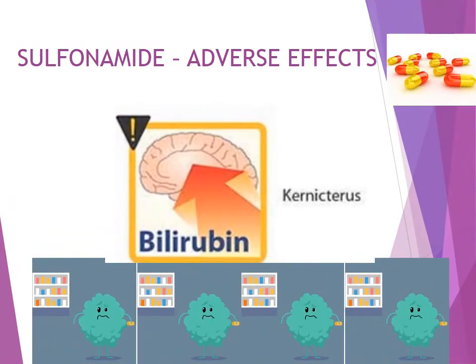Next, we have kernicterus. So itong kernicterus, nangyayari siya common sa mga baby. Kasi yung blood-brain barrier ng baby ay hindi pa masyadong fully developed. So nakakapag-pass through dun sa blood-brain barrier ng baby yung ating bilirubin. Your bilirubin is an orange-yellow pigment that occurs normally when part of your red blood cells break down. And high levels of it can cause a yellowing of your skin and also your eyes.